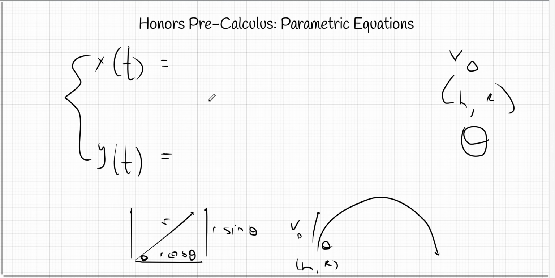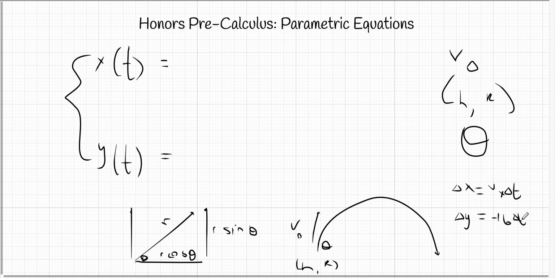Let's do that here. We know from physics that the equations for motion are: the horizontal displacement would be the starting velocity in the horizontal direction times the change in time, and the change in vertical height, or vertical displacement, is equal to negative 16 times delta t squared.